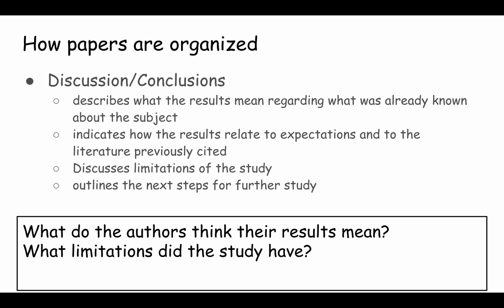The discussions and conclusions, that's where the authors are going to interpret the data that they found, right? These results. So what do they think their results mean? The discussions and conclusions is also where the authors talk about the limitations in their study. So what were the limitations that they felt they had in their methods, how they implemented the intervention, or how they measured the outcomes, or how they chose their sample of participants.